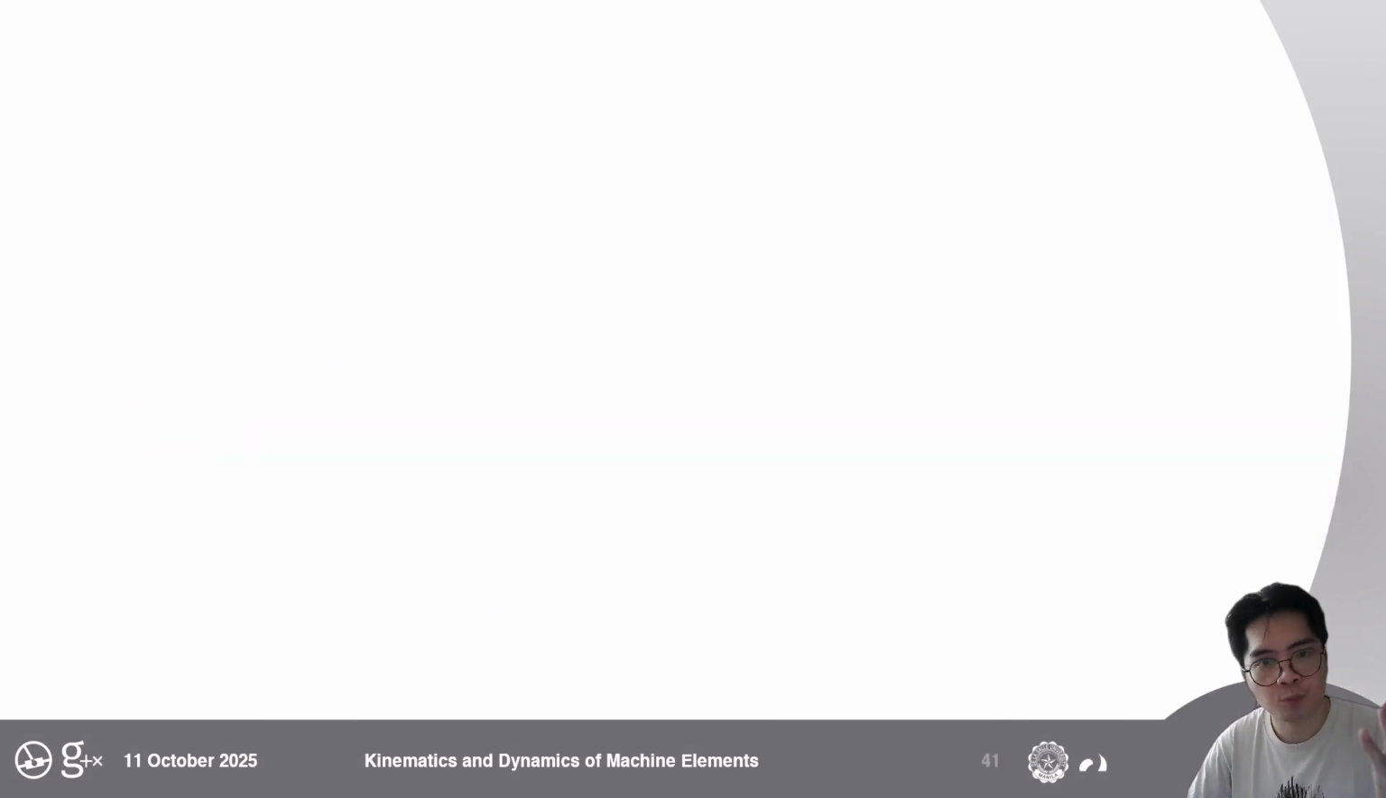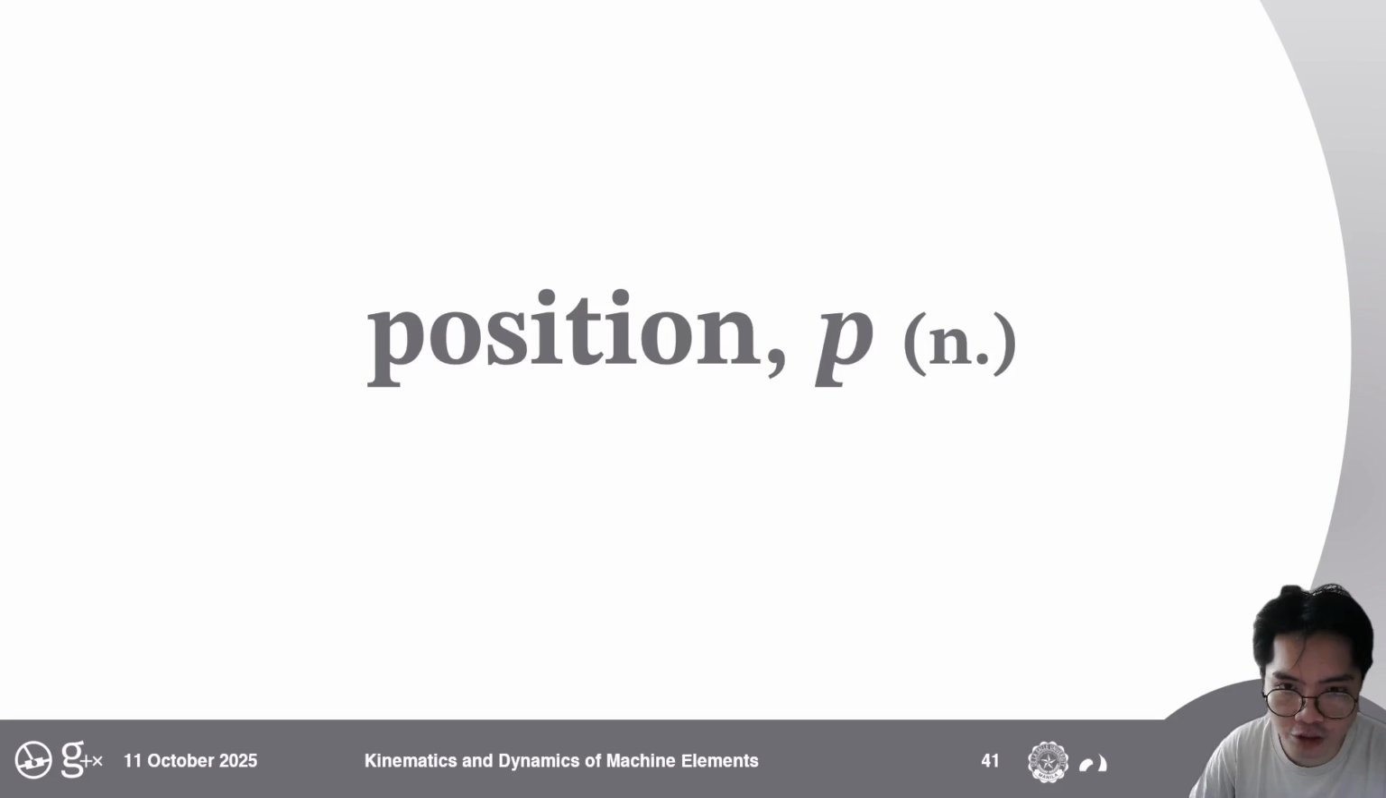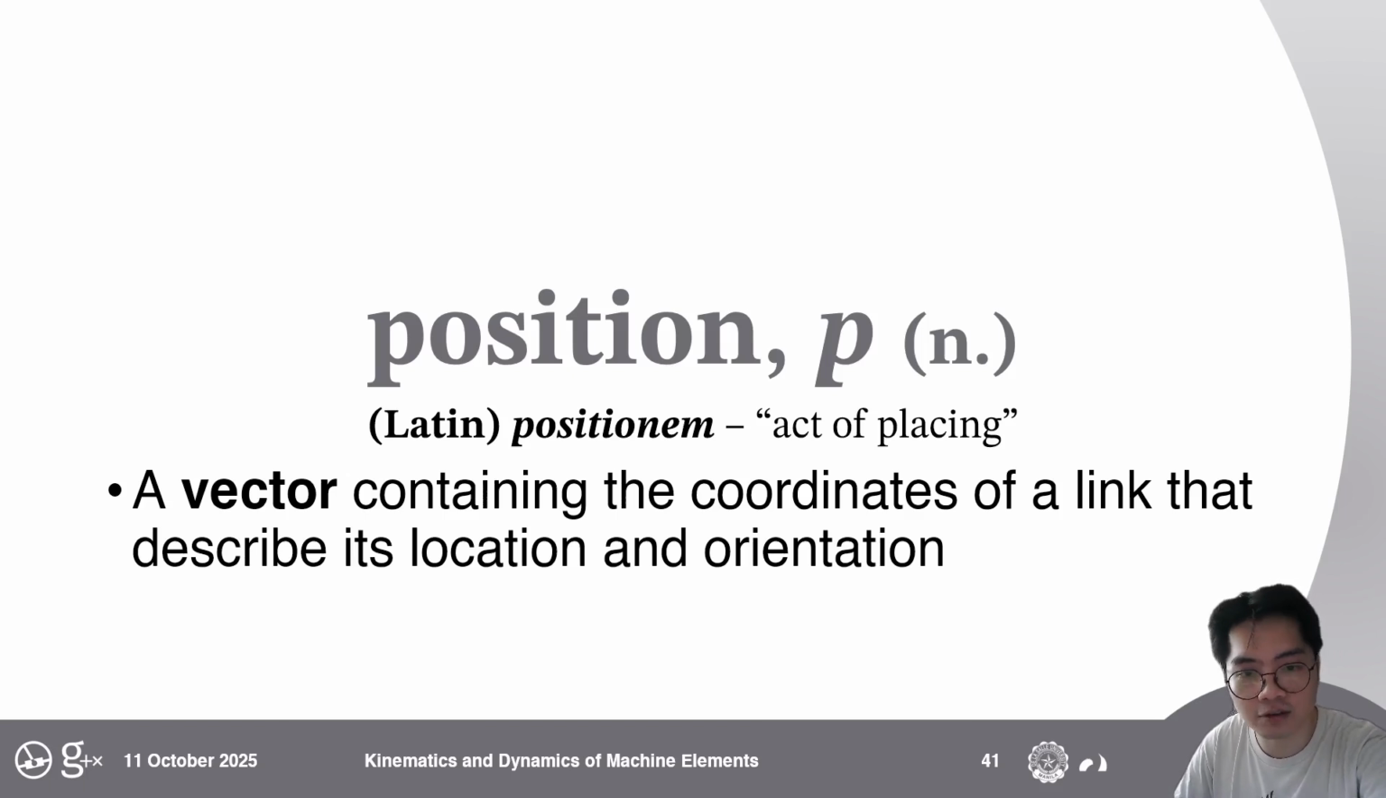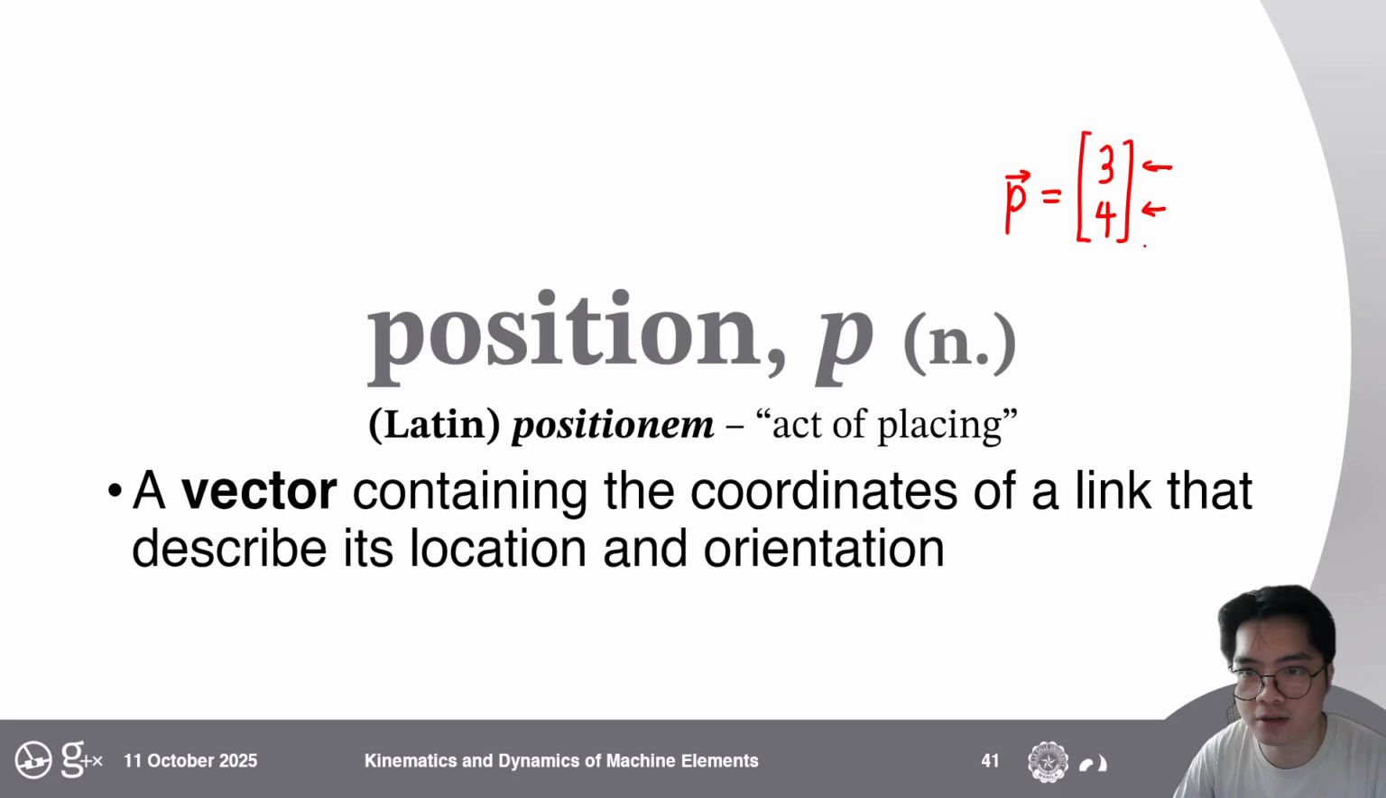And so we have other things, of course. We have position, right? Literally just the position. And now here's where you're going to have to encounter matrices, right? Vectors, right? Position in this case is denoted by the letter P, and it is a vector containing the coordinates of a link. Literally, say for example, you have P, which is, I don't know, 3, 4, right? This now corresponds to the X coordinate and the Y coordinate. So just like a vector, something like this, right?